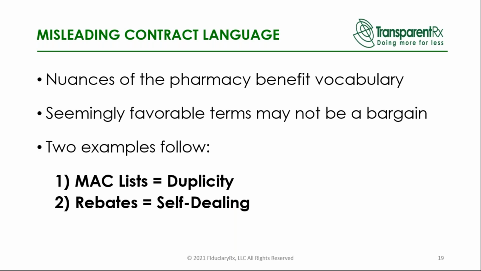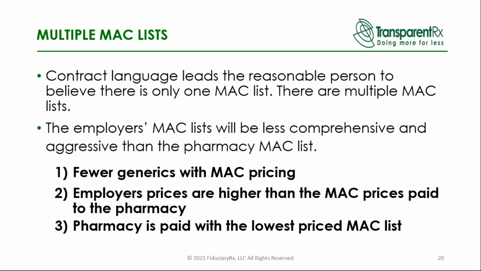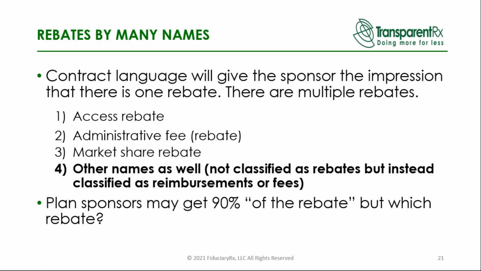I talked about nuances from the contract language, and I'm making pretty good time here. Nuances of the pharmacy benefit contract, 2 examples here: MAC list, duplicity, rebates. I see you, Rena. I'm going to try and get to rebates equal self-dealing, right? I talked about the MAC list already. If the PBM is not radically transparent and or acting in a fiduciary manner, the employer's MAC list is less comprehensive and less aggressive. That means it has fewer generics with MAC pricing, and the employer's prices are higher than the MAC prices paid to the pharmacy. That creates the spread.